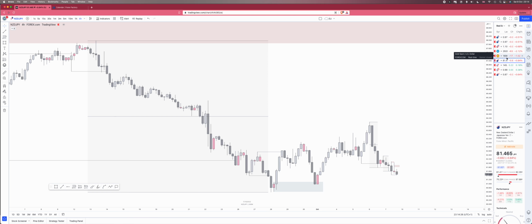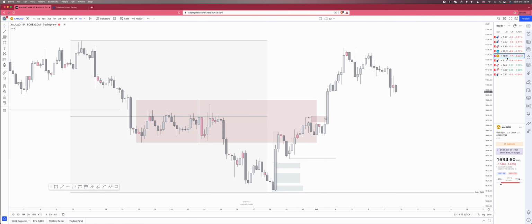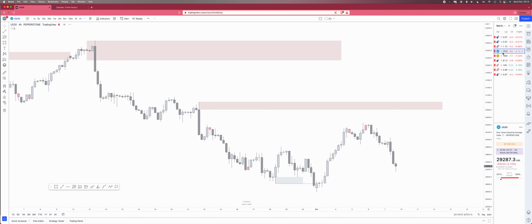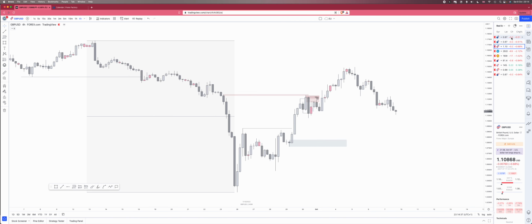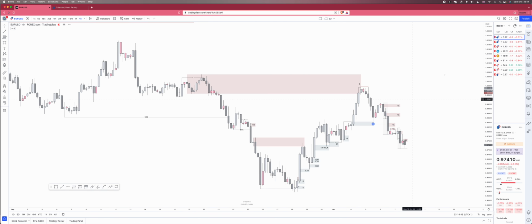I'm just going to go through last week. Oh my god, all my zones failed last week because price was crazy. Yeah, I was looking at this 4-hour one GU, but yeah, let's see what happens next week.